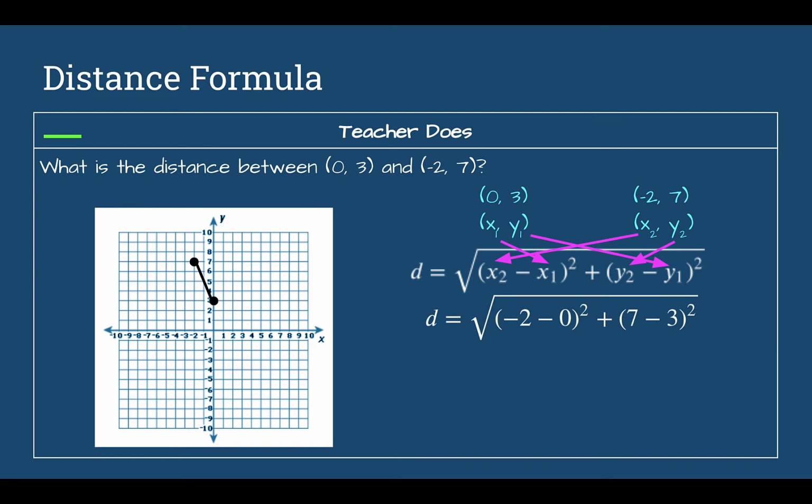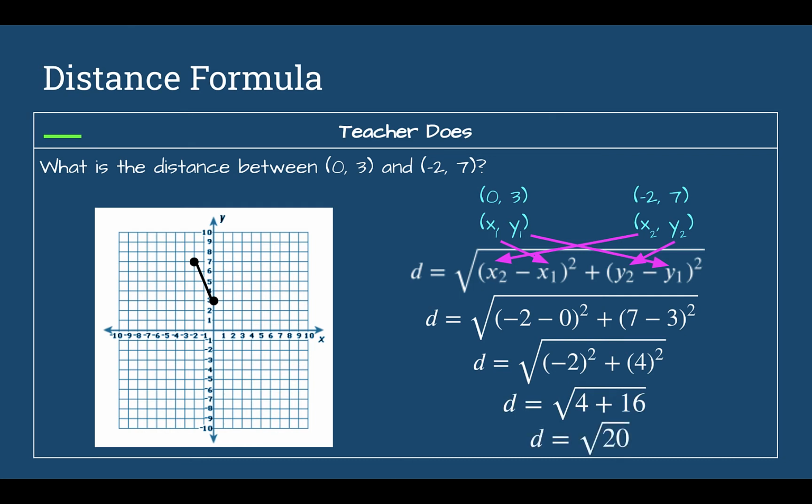Then, just be careful with your subtraction, especially dealing with negatives. So -2 minus 0 is -2. 7 minus 3 is 4. Then square them. -2 squared is 4. 4 squared is 16. Add them together, we get 20. So our distance is the square root of 20, which is about 4.47. So the distance between those 2 points is about 4.47 units. So that's the distance formula. You just take your coordinates, plug them in, simplify it out, and get your answer.